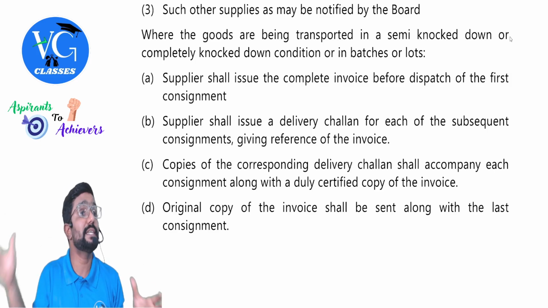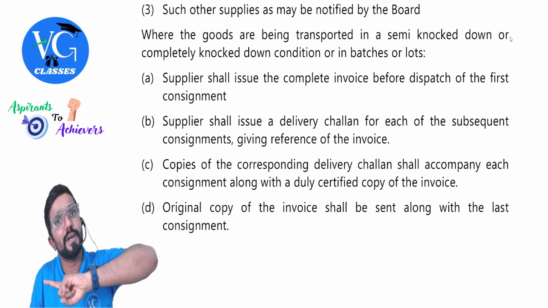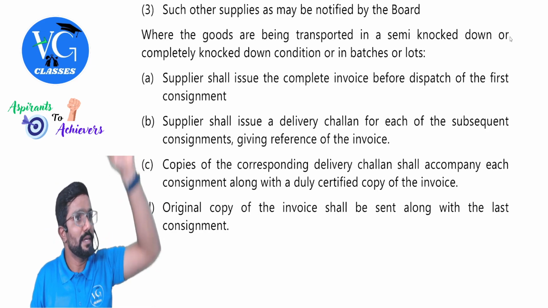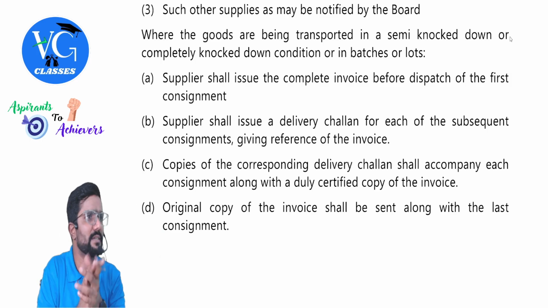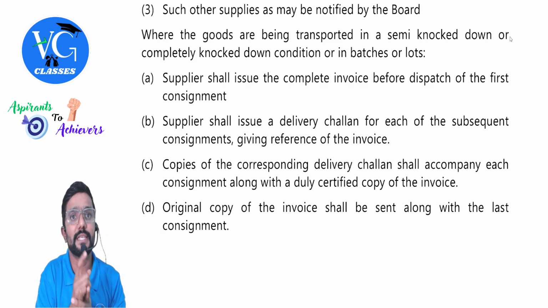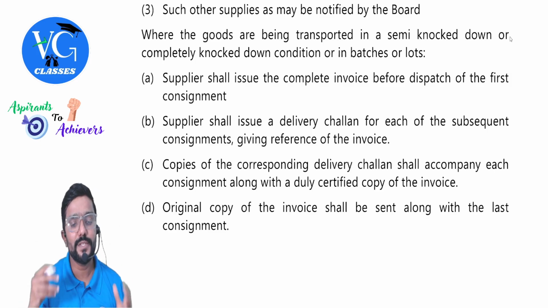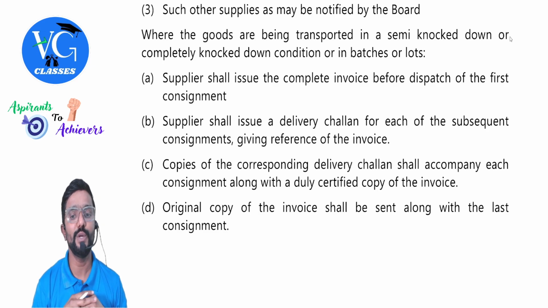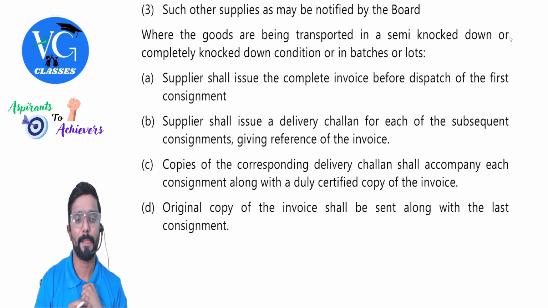Guys, if parts are sent separately, when we are sending the first consignment, we have to send the invoice for the full value. Then we are sending the next consignment. Assume the next parts are going in the next installment. In that case, we have to send it along with what? Delivery challan. Copies of the corresponding delivery challan shall accompany each consignment along with duly certified copies of the invoice. A copy of the invoice along with the delivery challan.